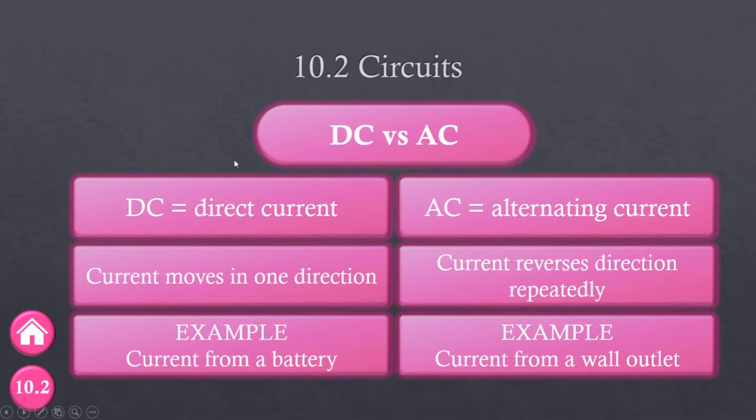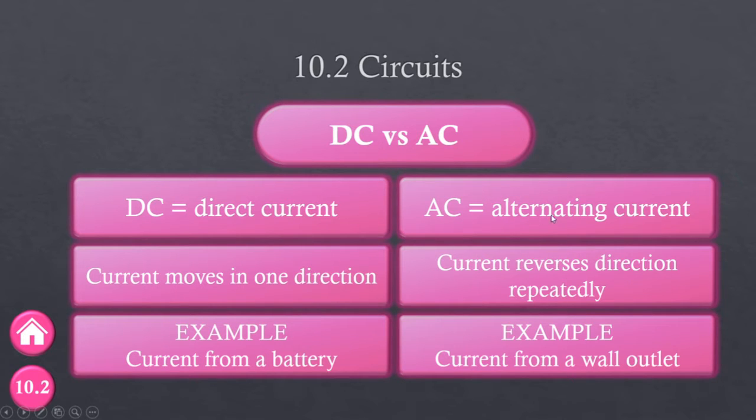Before we move any further, let's talk about the difference between DC and AC. DC stands for direct current, and this is current that just moves in one direction. So for example, when you plug a battery into a flashlight, or use the battery in your smartphone, those both provide direct current, current that moves in one direction only.